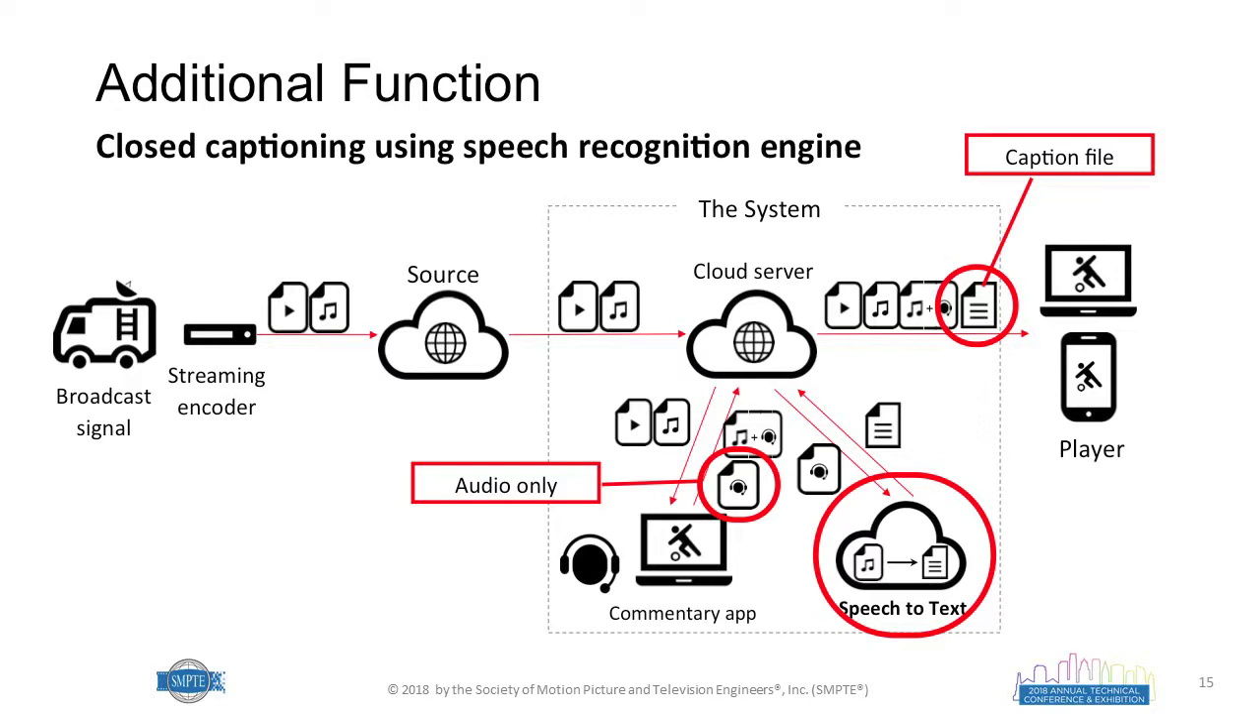As shown in this workflow, we use the speech-to-text engine, which is commonly available on the cloud. On the cloud side, subtitle files are generated from converted text, and subtitle information is added to the manifest file. This way, we achieve the closed captioning function.